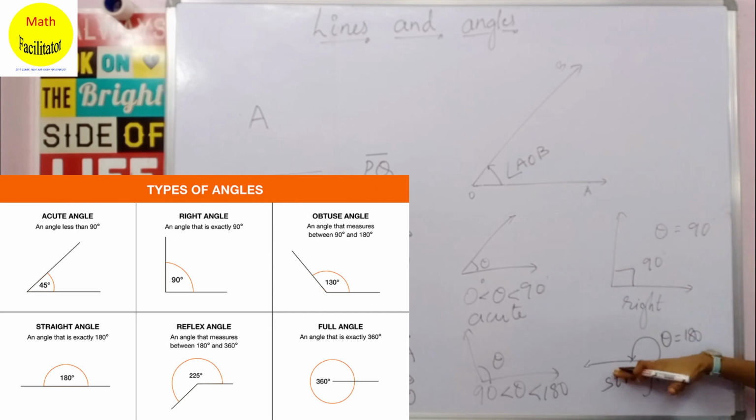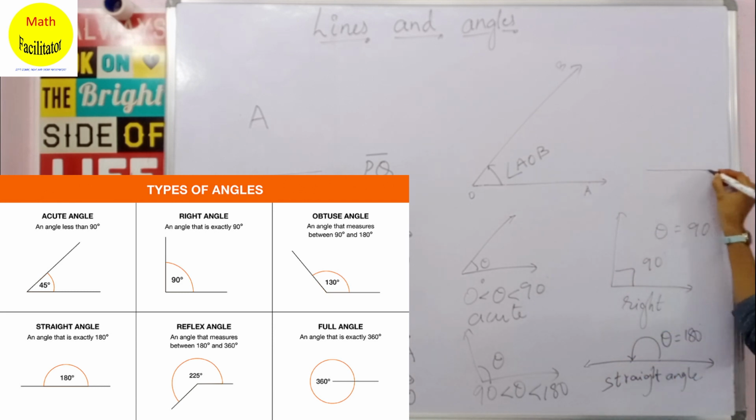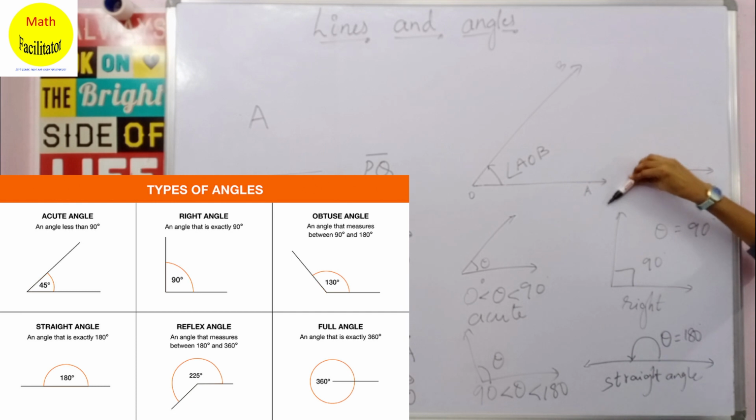Now we have seen if theta is 180, this is called a straight angle. Now what if theta is more than 180? Okay, so this is the initial ray. Now this ray is moving and it has come here. Okay, so this is the final position.